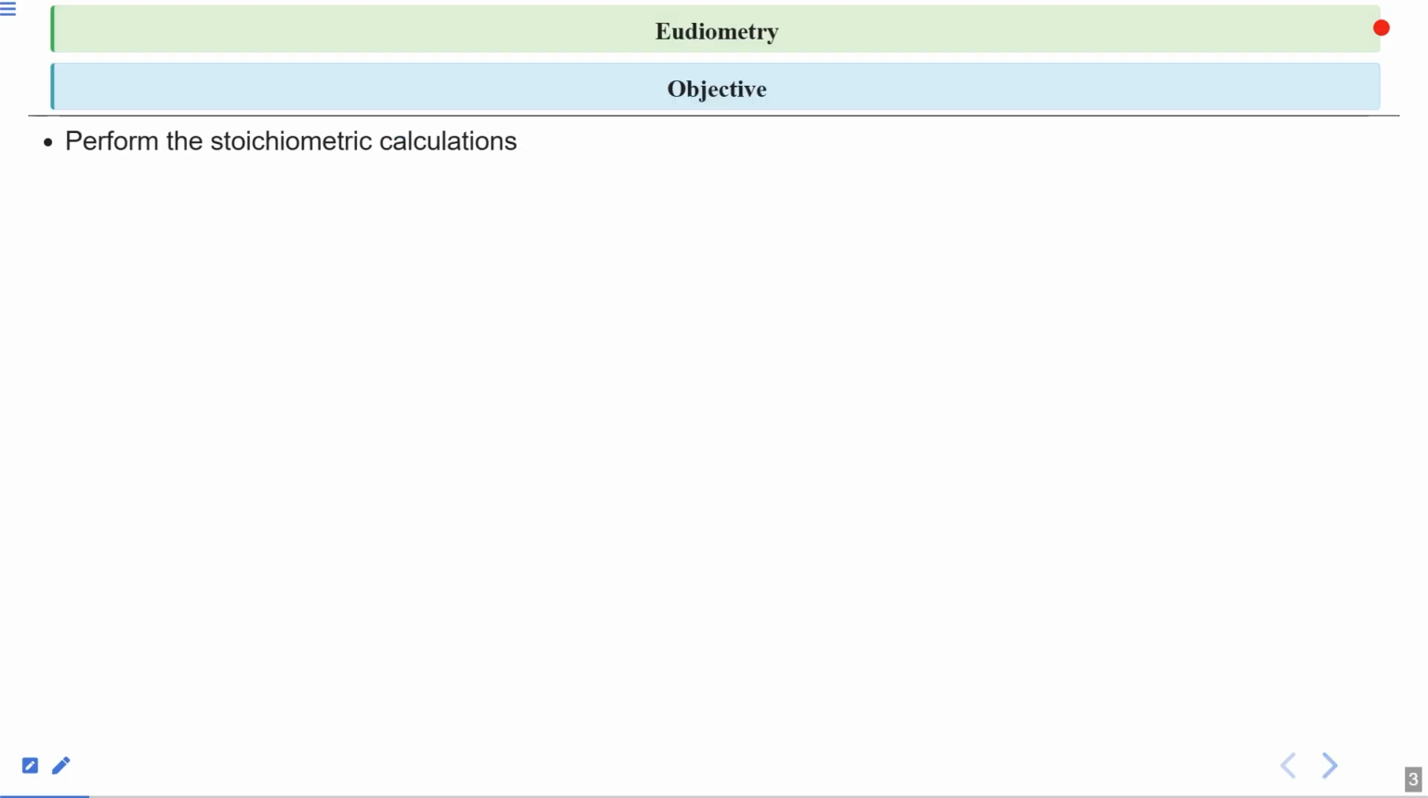First of all, our objective will be to cover this whole topic, which is to perform the stoichiometric calculations. We have already been through a lot of it, but some parts are left. Then we will see what eudiometry is. It's very simple to understand. Just follow a simple process or algorithm, which I will tell you, and then you will be able to solve the questions easily.